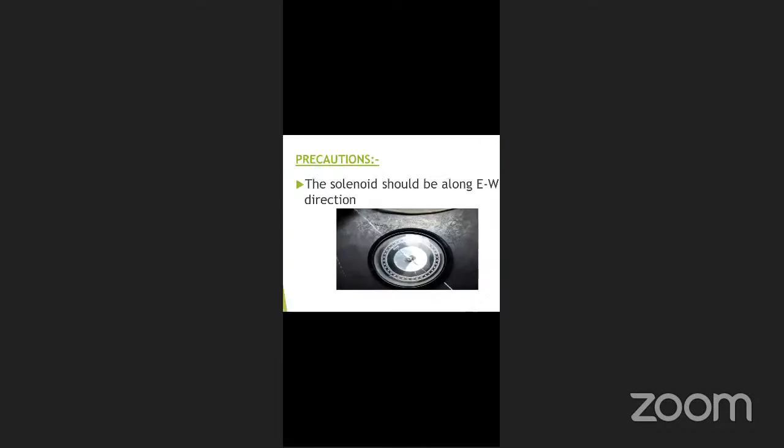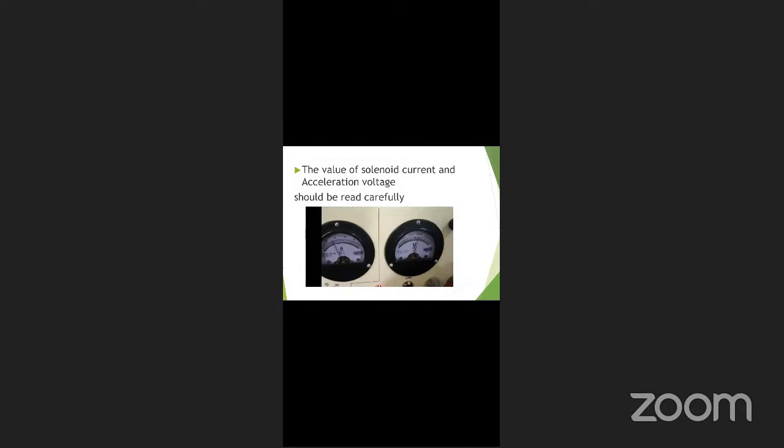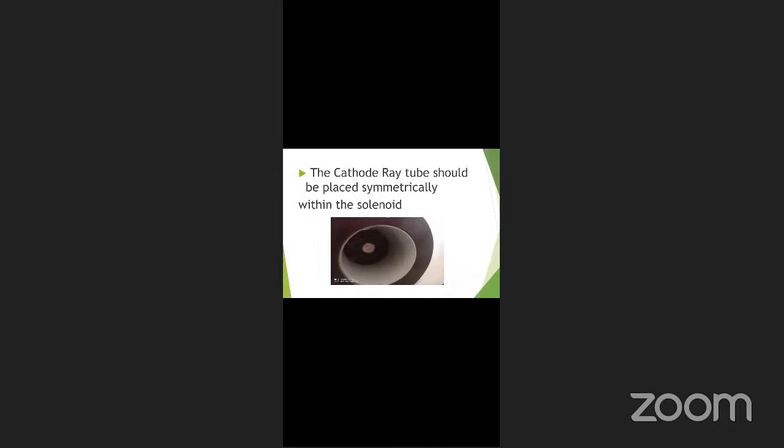This is the experimental value, that is 1.23 into 10 to the power 11, and the standard value of e by m is 1.6 into 10 to the power 11, and there is a percentage error 0.37 because of the instruments. There is some error, and there are some precautions. First, the solenoid should be along the east-west direction. Second, the value of solenoid current and accelerating voltage should be read carefully. Third, the cathode ray tube should be placed symmetrically within the solenoid. Thank you.